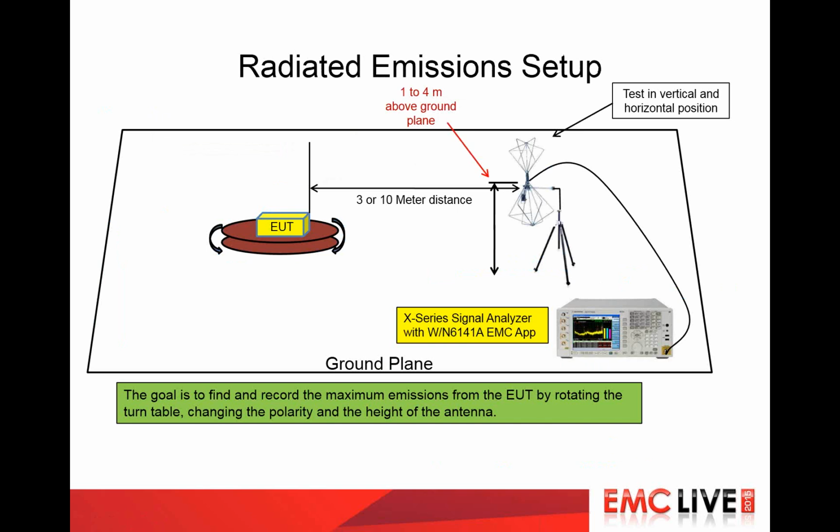So for radiated emissions, this is how they set it up in a full compliance house. They have your equipment under test. They'll test you at 3 or 10 meters from your device. They have to change the azimuth, so the vertical and horizontal. They'll do measurements at both of those points. They'll also do measurements at 1 meter off the ground and 4 meters off the ground.